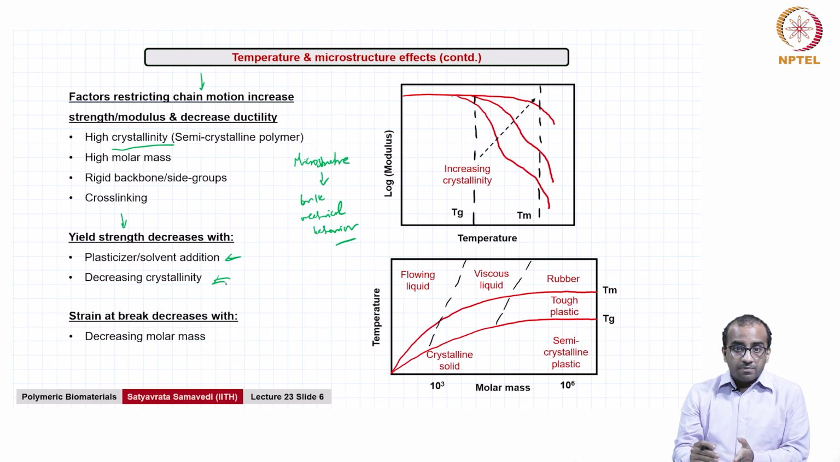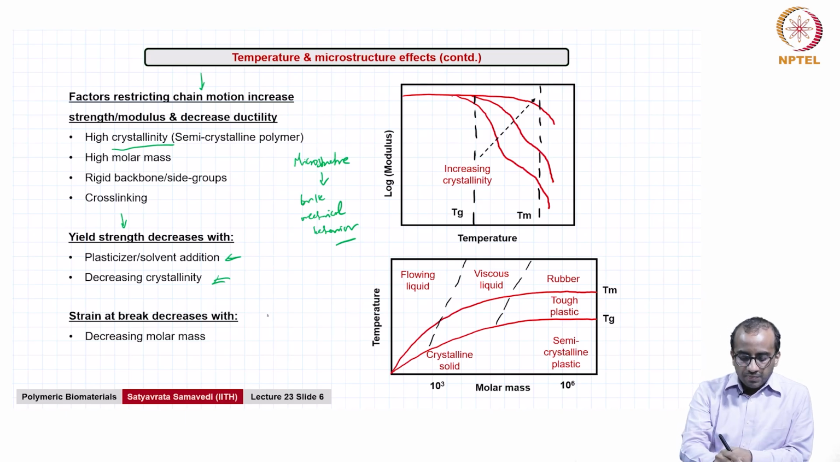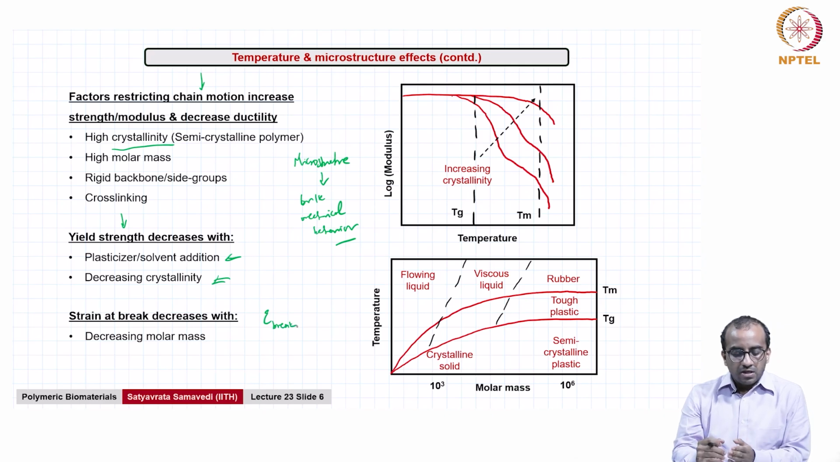And likewise strain at break, which is another property that we saw earlier in this lecture, tends to decrease with decreasing molar mass, and that again has to be contextualized. Decreased molar mass is going to lead to lesser entanglements, which means the material is going to fail at lower strains, right. So, that is the sequence of arguments that you have to make.